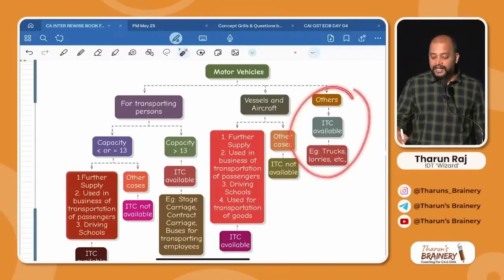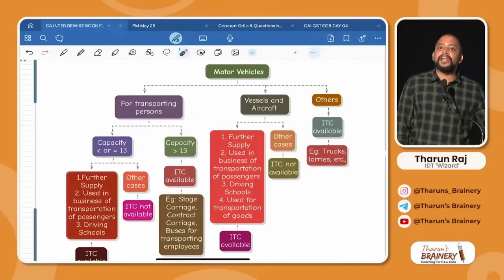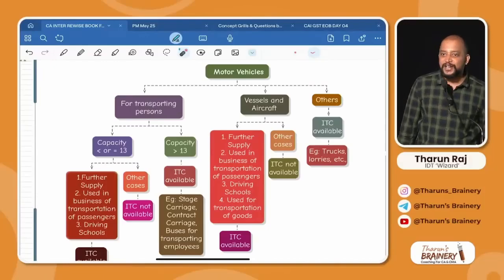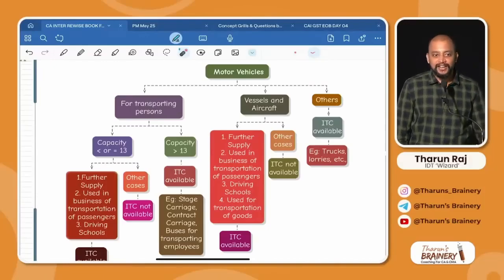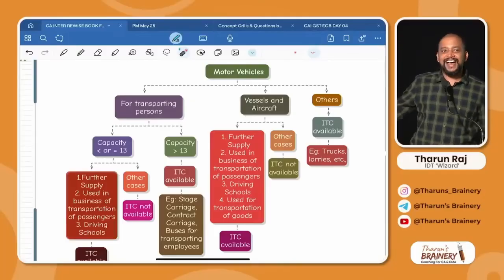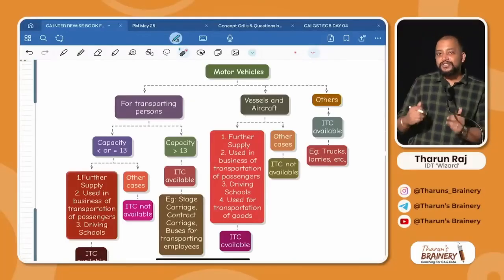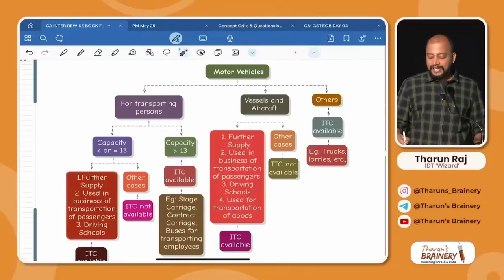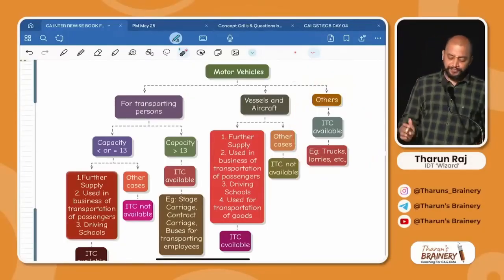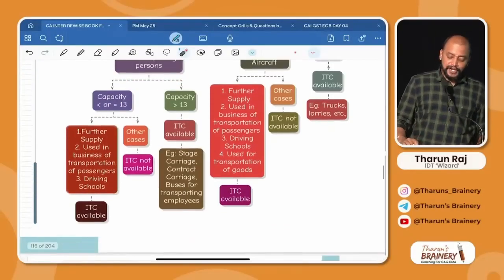But lorry, truck and all definitely cannot be used for personal purpose. No chartered accountant will take a lorry and go to a marriage function or shopping. Visualize the scenario. If they take a Tata Ace to a marriage function, saying, family, come on, get in, we cannot do that. So therefore, it is used purely for business purpose only. That's the reason why ITC is given there. Understood the reason?